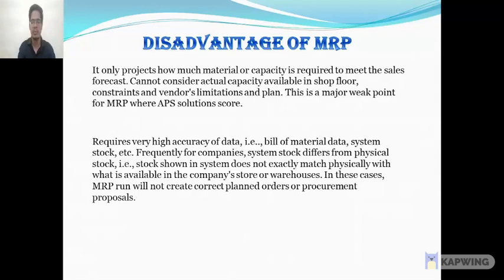Frequently for companies, system stock differs from physical stock, that is, the stock in the system does not exactly match what is physically available in the company's stores or warehouse. In this case, an MRP run will not create correct planned orders or procurement proposals.